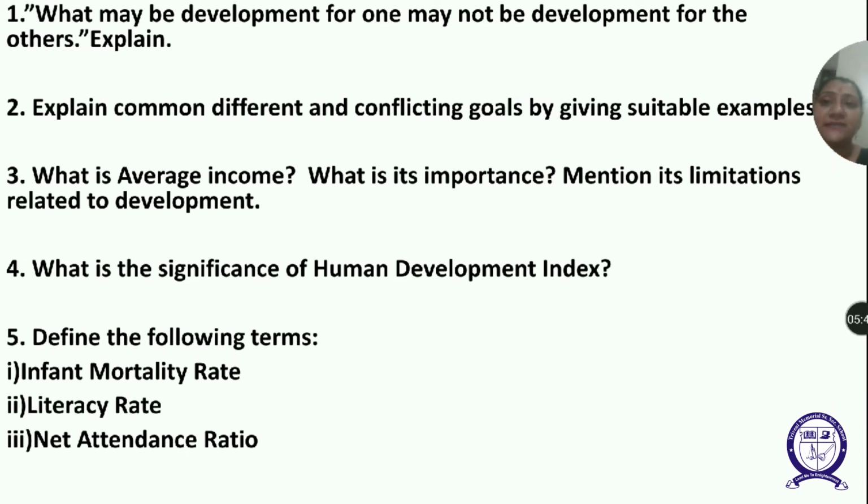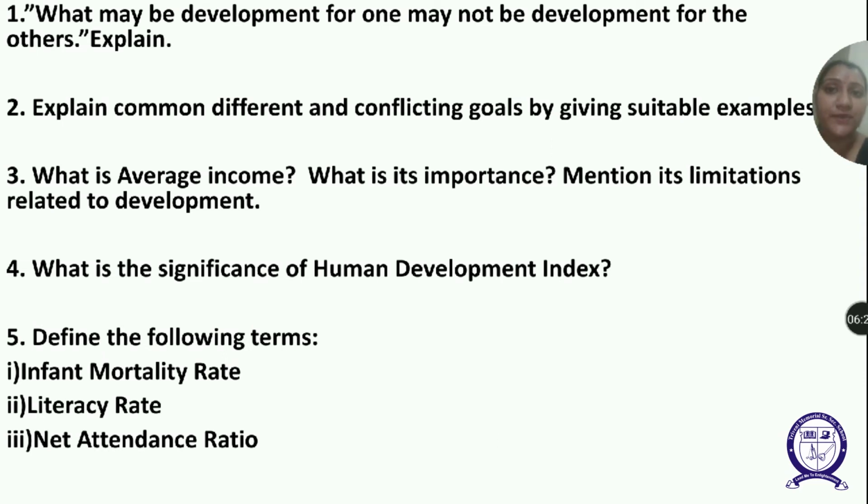So these are the limitations of per capita income or average income. Our next fourth question is, what is the significance of Human Development Index? Human Development Index, known as HDI, is a measure to evaluate the level of development of a country. Human Development Index is the average of education level index, health status index, and per capita income index.